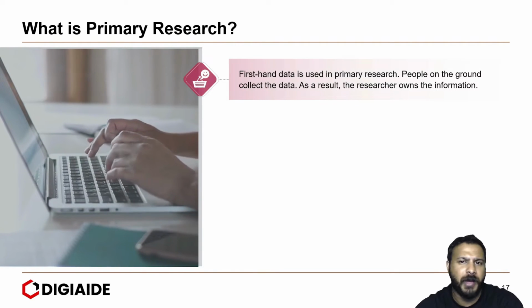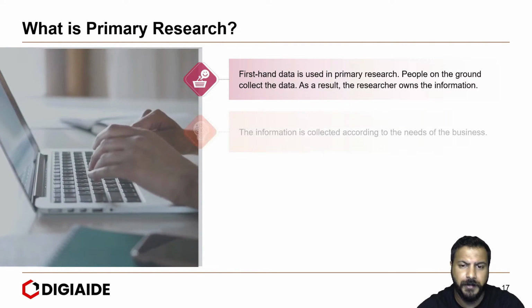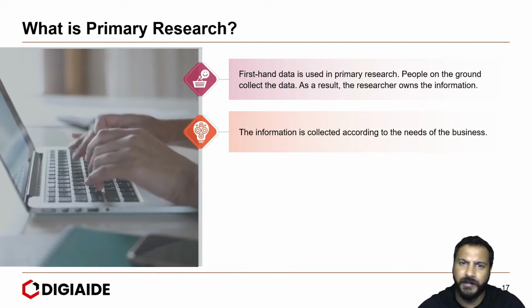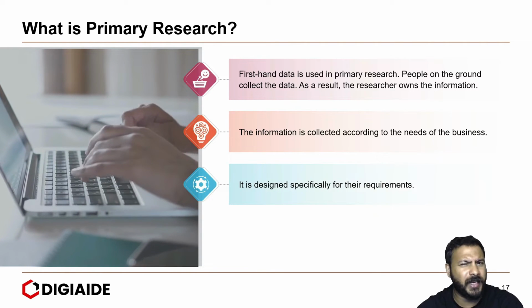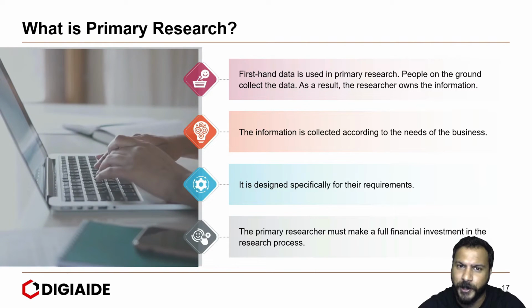First-hand data is used in primary research. People on the ground collect the data, and as a result, the researcher owns the information. The information is collected according to the needs of the business. It is designed specifically for the requirements. The primary researcher makes a full financial investment in the research process.